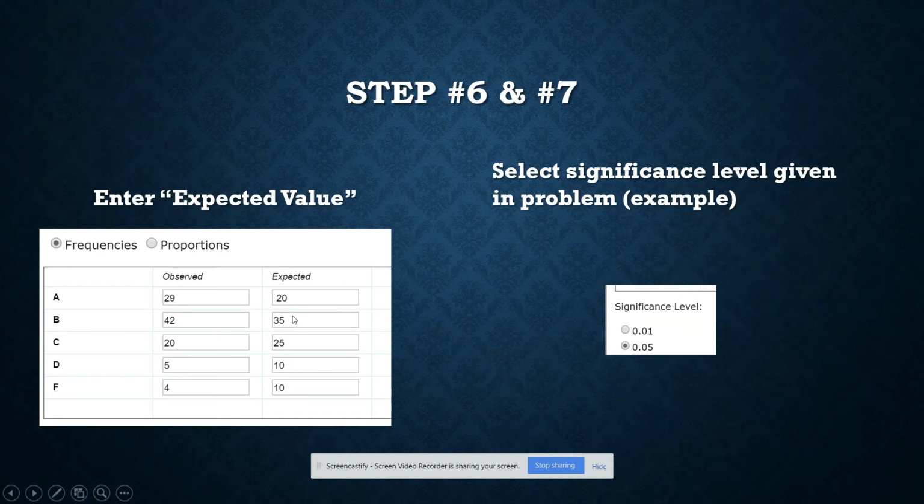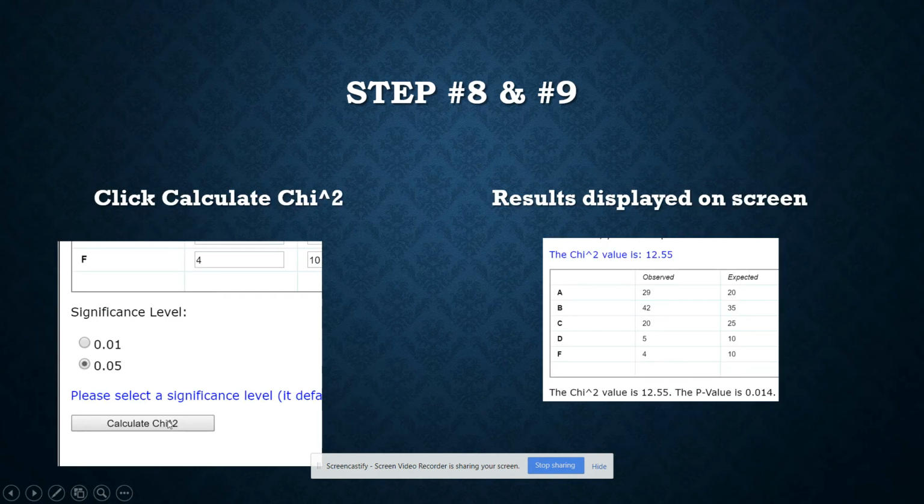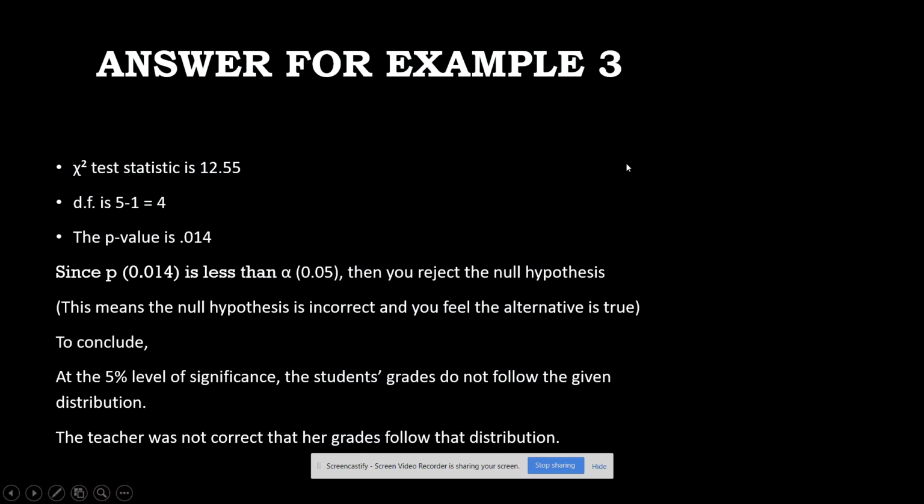So that means now I've got to put these in for my expected. And then I put my level of significance. I hit calculate chi-squared, and then I get a chi-squared value of 12.55 and a p-value of 0.014. All right, so how am I going to answer this? My chi-squared test statistic is 12.55. My degrees of freedom is 5 minus 1 equals 4.